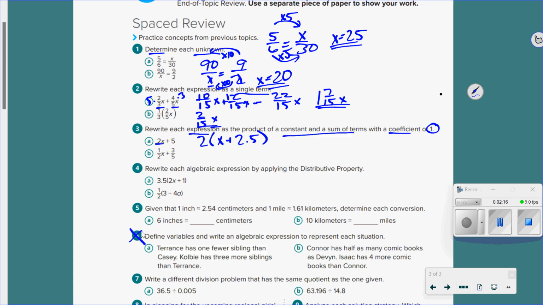Put it back out. 2 times x is 2x. 2 times 2.5 is 5. I got back where I wanted. So that was my answer.